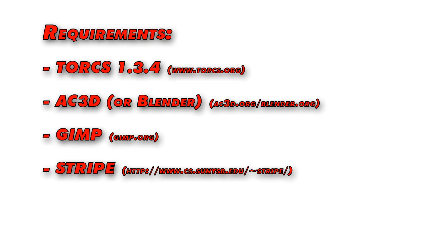To follow the tutorial you will require TORCS 1.3.4, a 3D modeling tool like AC3D, a graphics editing software like the GIMP, and the Stripe utility. If you have downloaded TORCS from the TORCS site, the binary Windows version, then the Stripe utility is already included. Otherwise you have to get it from the source and compile it.